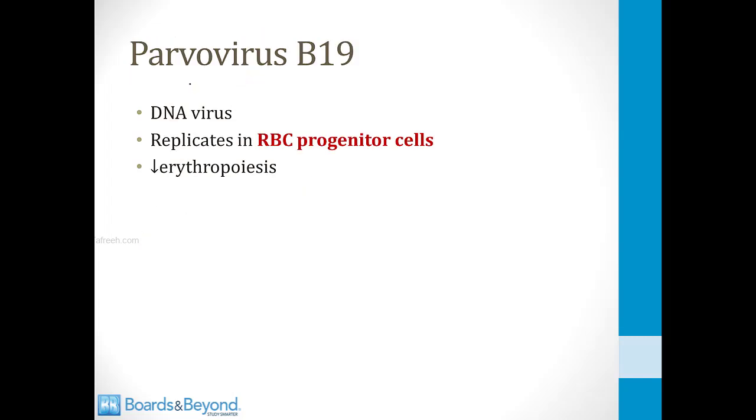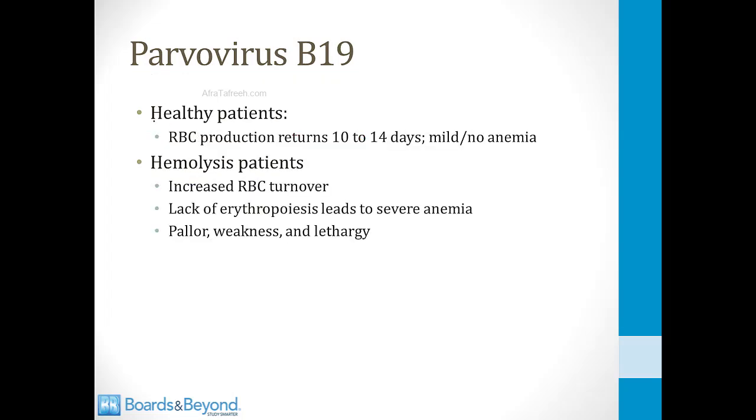The last topic I want to discuss in this module is parvovirus B19. This is a viral infection that is especially dangerous to patients who have chronic hemolytic anemia. Parvovirus B19 is a DNA virus and it replicates in red blood cell progenitor cells and it leads to decreased erythropoiesis. Now in healthy patients who are infected with parvovirus B19, the red blood cell production returns to normal in 10 to 14 days. Usually they have a very mild anemia or no anemia at all.